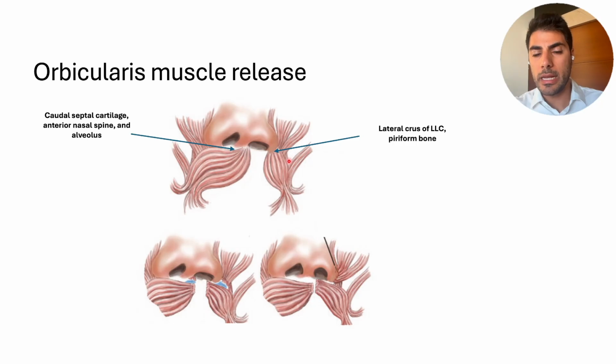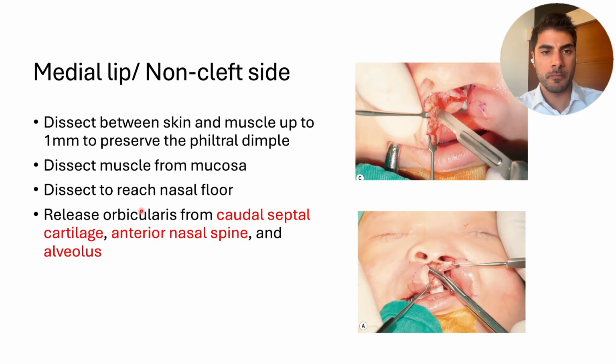And as for the lateral attachment, we have the lateral attachment on the lateral crus of the lower lateral cartilage and on the piriform bone. So this is what we do. This is what should be done. It's to free the orbicularis from these abnormal attachments and then to let them meet in the midline again.